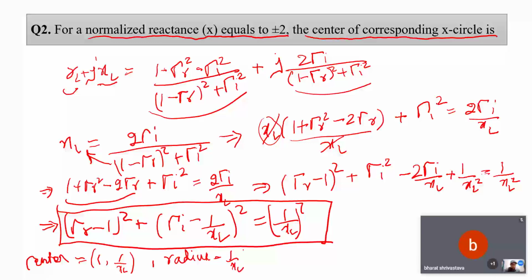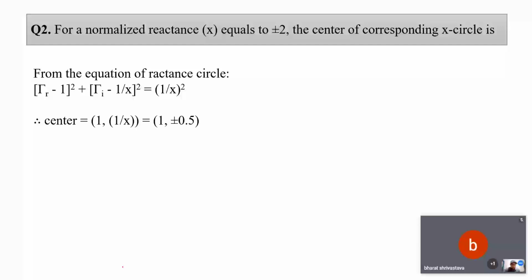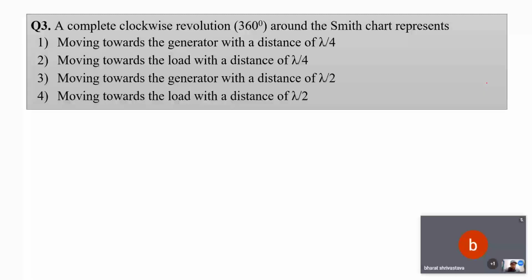In the question it is given that the normalized reactance is equal to plus minus 2, and you have to find the center of the corresponding x circle. So you directly put the value of xl here to find the center. The center becomes 1 comma 1 over plus minus 2, which equals 1 comma plus minus 0.5. Any doubt in this question?